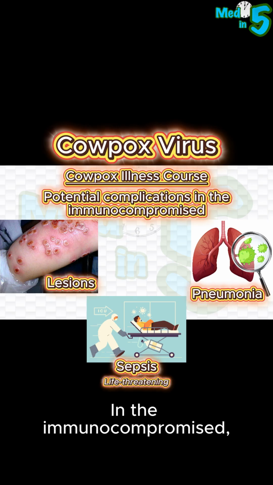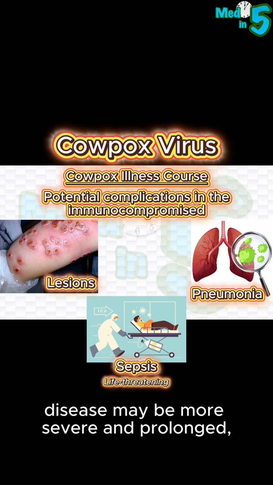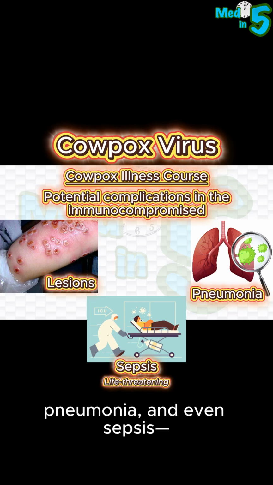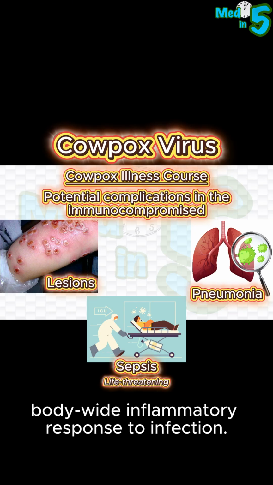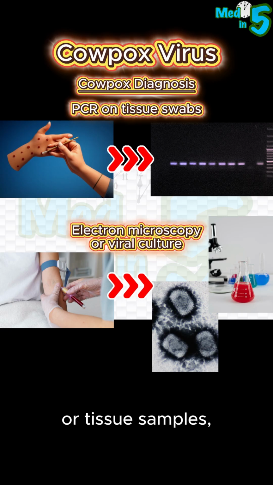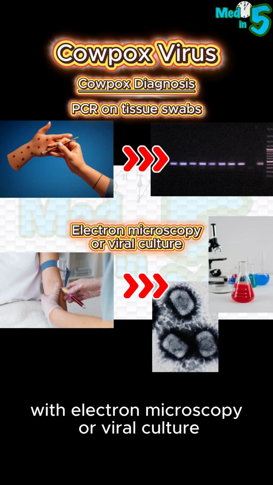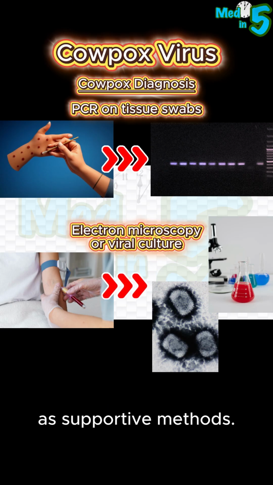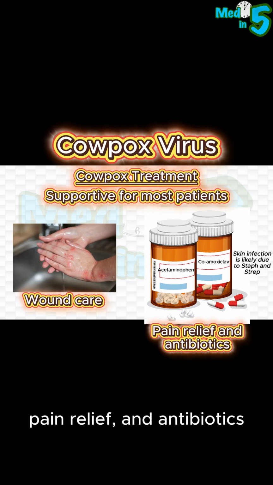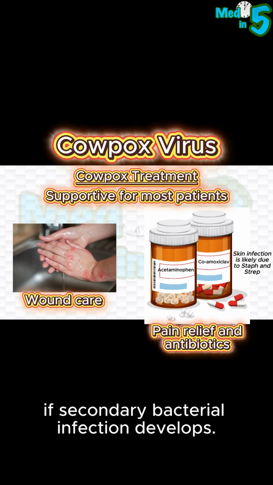In the immunocompromised, disease may be more severe and prolonged, with complications including disseminated lesions, pneumonia, and even sepsis, a life-threatening, body-wide inflammatory response to infection. Diagnosis relies on PCR of lesion swabs or tissue samples, with electron microscopy or viral culture as supportive methods. Treatment is supportive, including wound care, pain relief, and antibiotics if secondary bacterial infection develops.